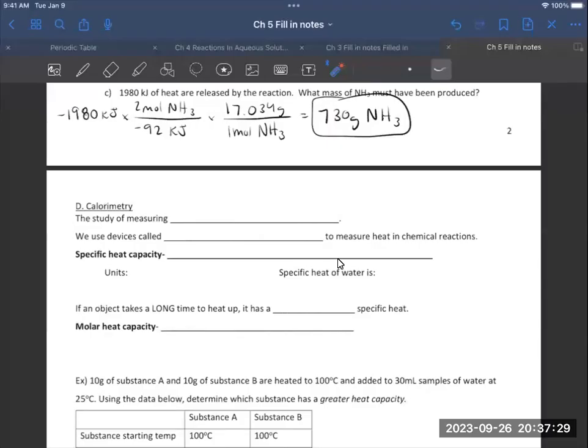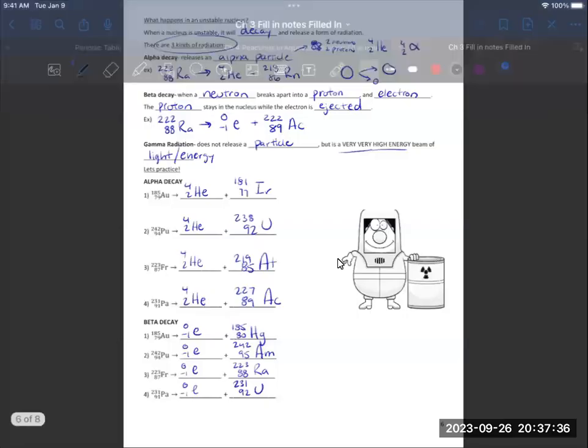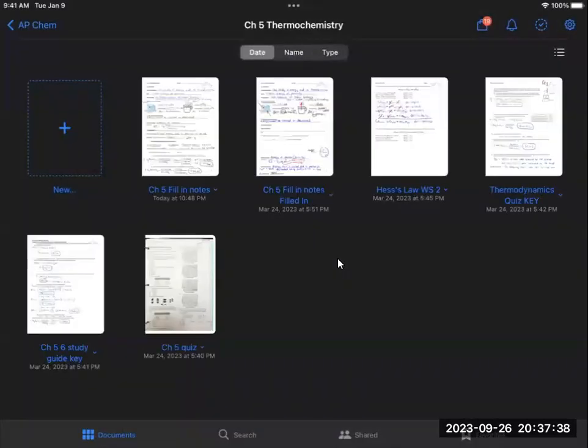Okay, folks, moving forward, we are talking about calorimetry. Calorimetry. So, oh no, I just emptied out. Ugh, hold on. Where did it go?